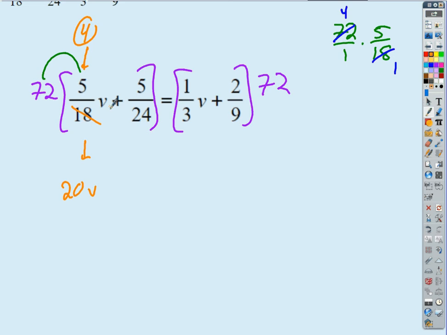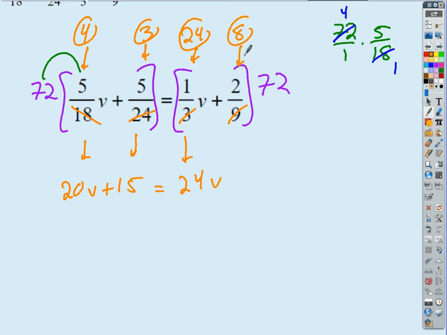Then for the next one, 72 divided by 24 is what? 24 goes into 72 how many times? 3. So that's what happens when I cross cancel. 3 times 5 is 15. That's way easier, right? How about over here? 72 over 3 becomes 24, which is what's left over to multiply by the top. So I get 24b. 72 over 9 is 8, times 2 is 16. Now it's easy.